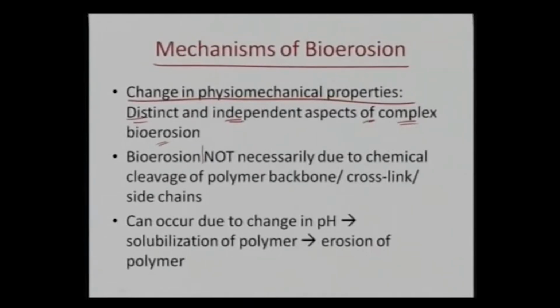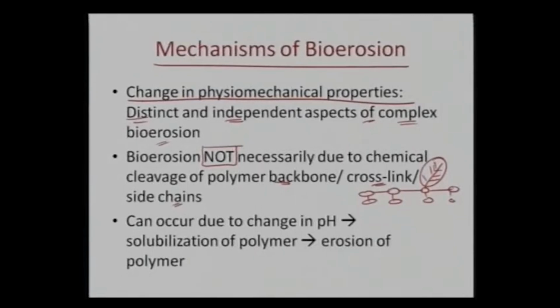Again, bioerosion does not always mean that there is a cleavage of the polymer backbone or the cross linking or the side chains. So we have an overall backbone, and there can be disintegration of the overall backbone. It can also be because of the cross linking with the other polymer, or it might have certain side chains or functional groups, and those can also be altered during the bioerosion process. So again, it is not always limited to such things. It may not always be the backbone or the cross linking or the side chain.